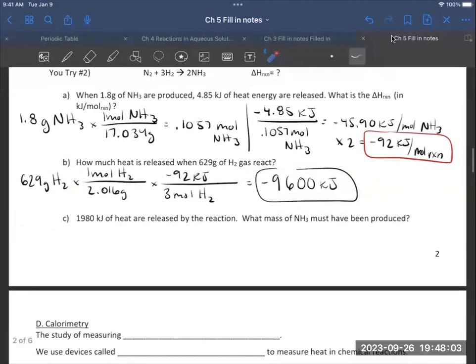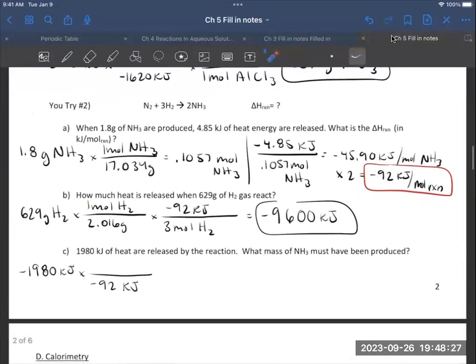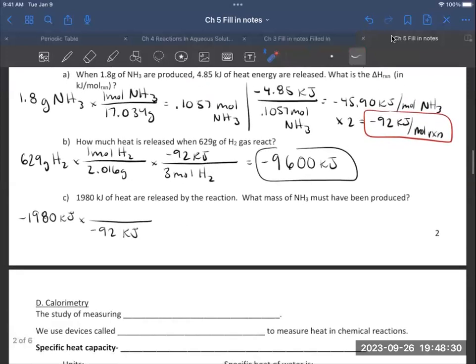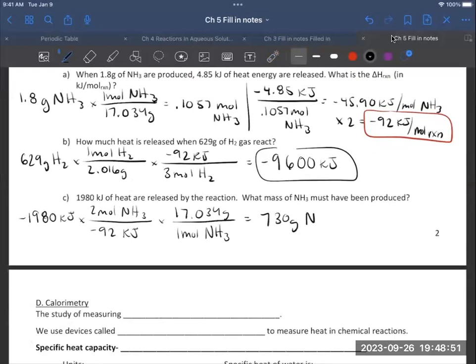Okay, and then last step: we have this much heat energy released by this overall reaction. What mass of NH3 must have been produced? Let's work it through. Again, the heat energy is being released, and we get to use our heat of reaction as a conversion factor. It is asking about NH3, and the balanced equation says there are 2 moles of NH3, so we're going to use 2 moles NH3 here. The question is asking what mass must have reacted, so we're going to go from moles to mass, 17.03 grams. When we multiply that out, we get 730 grams of NH3.